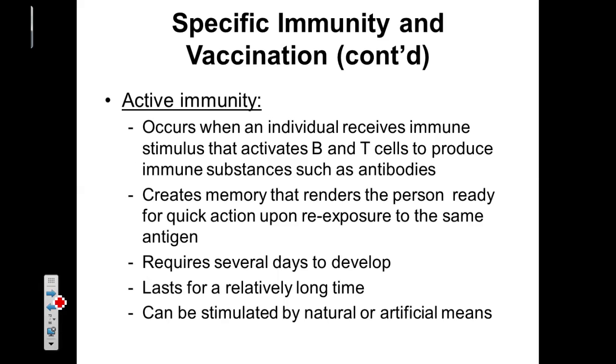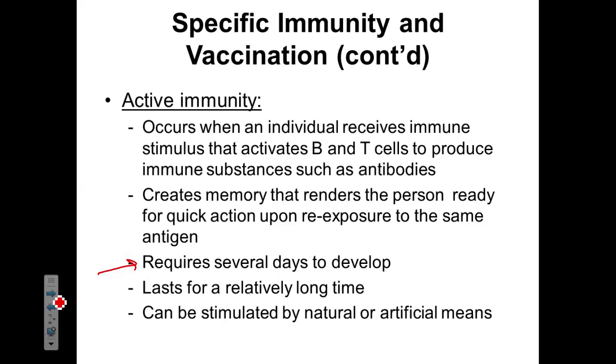Active immunity occurs when our individual receives an immune stimulus. This immune stimulus is then going to initiate the B and T cell differentiation cascade, and we're going to start making our own antibodies. We will then have memory T and memory B cells, and those memory T and memory B cells allow us to quickly respond to re-exposure to the same antigen. So that secondary response to the same antigen will be much stronger than the initial primary response to the antigen.